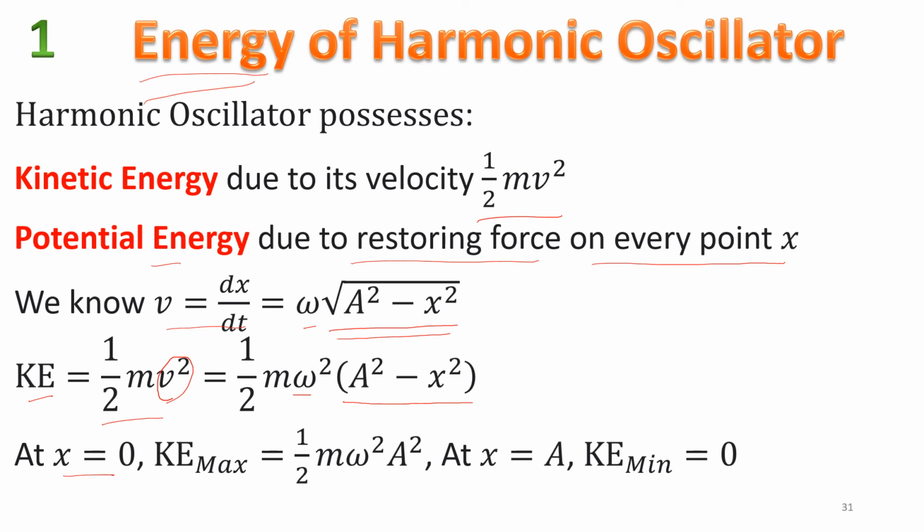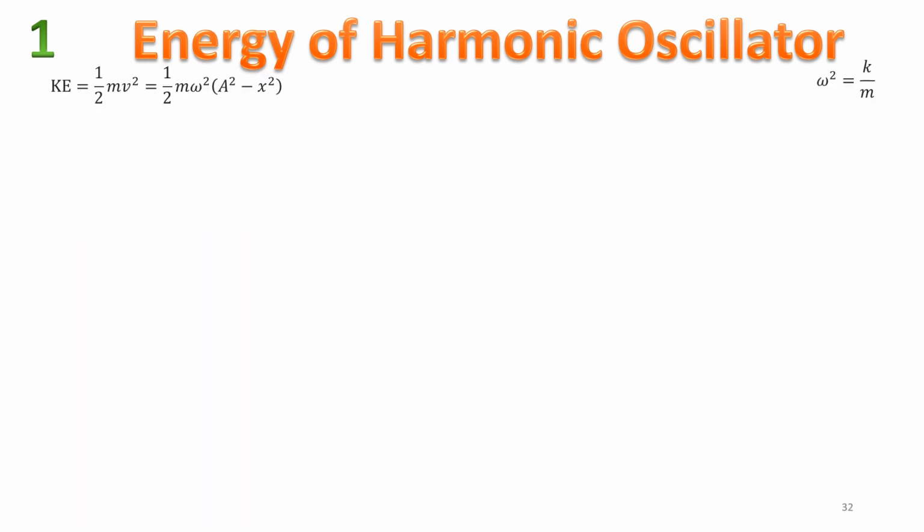So at x equal to 0, the a square minus x square term is maximum, so the maximum kinetic energy will be 1 by 2 m omega square a square. When x is equal to a, then a square minus a square will be 0, so the kinetic energy is minimum. So we have nicely represented this solution of the differential equation, which encompasses all the features that we envisage. Now, kinetic energy is this much.